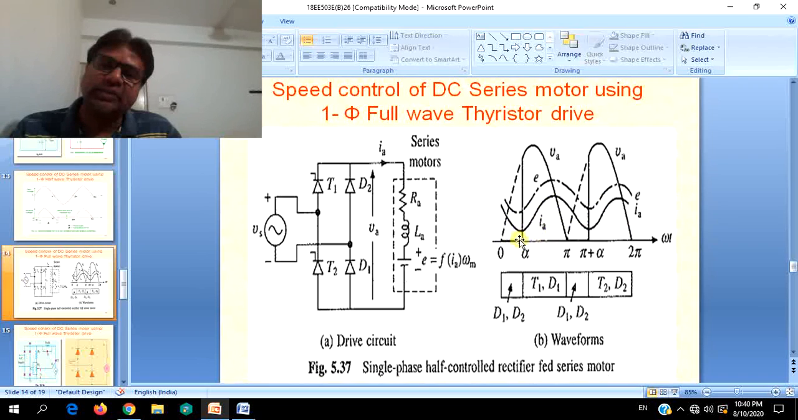If you want to increase speed, you should decrease alpha. Likewise, you can change the speed, or that is how speed control is achieved in case of DC series motors by using thyristor drives.